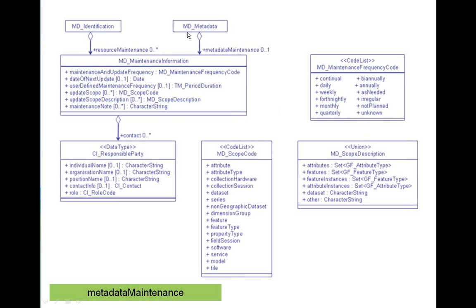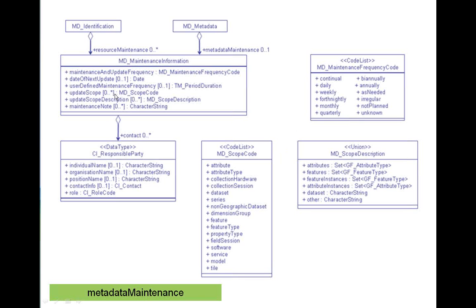So let's say I want to document who's maintaining my metadata. I would have MD metadata. I would have metadata maintenance. I would have MD maintenance information. Okay, I would pick maintenance and update frequency, and I would pick from this code list right here. Date of next update is optional, but if I did that, I'd go ahead and put in a date. The user-defined maintenance frequency is optional. Update scope is optional and repeatable. I may have more than one scope, but I have to pick from this code list over here.